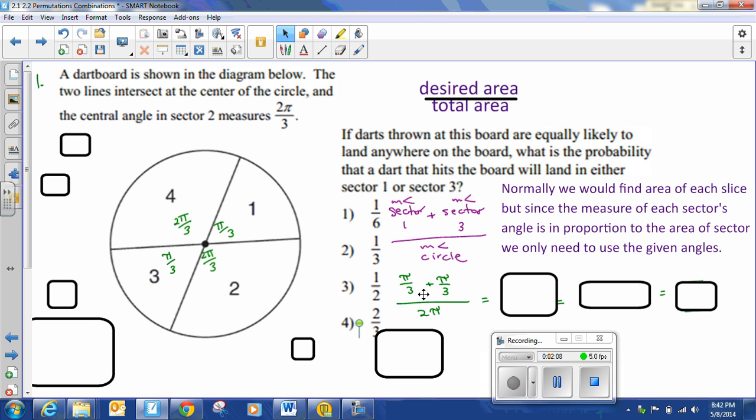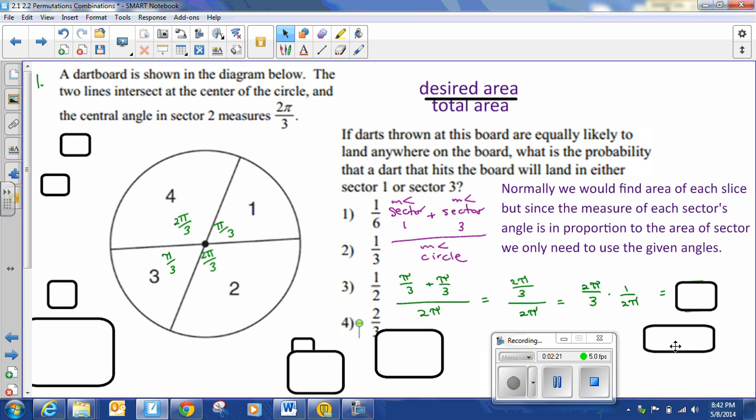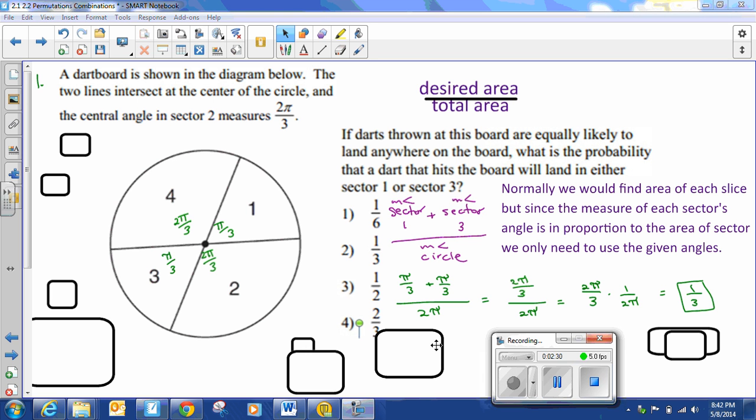So we have pi over 3 plus pi over 3, all divided by 2 pi. Pi over 3 plus pi over 3 is 2 pi over 3. 2 pi is still there. And we must remember that this is a keep change flip situation. 2 pi over 3 times 1 over 2 pi. The 2 pi's cancel out, and the answer is 1/3. So the probability of hitting sector 1 or sector 3 out of the full circle is 1 out of 3.